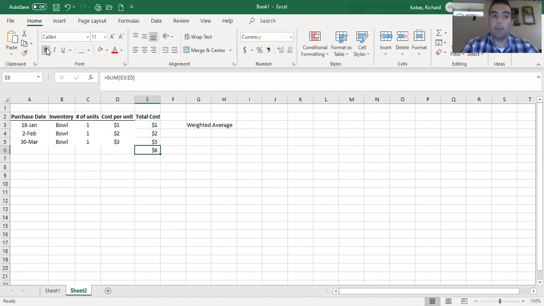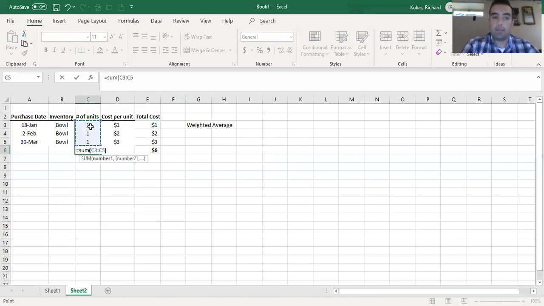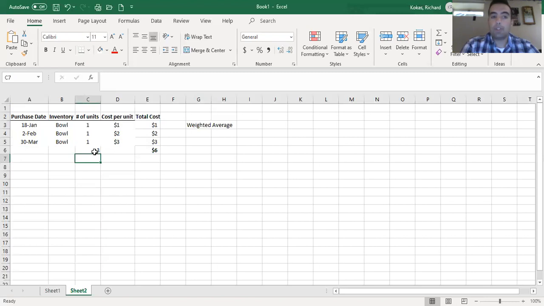I'm going to bold it. What we next need to do, and then I'll show you the calculation why we need to do this, is get the total number of units of inventory that we have so far. So again, we're going to do equals sum. I know we could just add this in our head, but just for formula purposes. So we had 3 total units, and the total cost of these 3 units is $6.